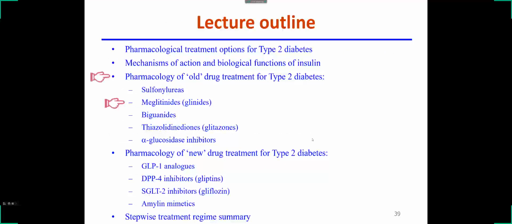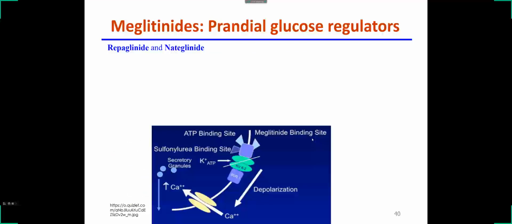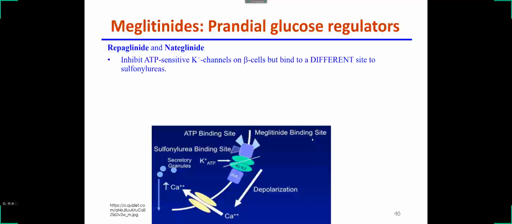Okay, so that is the sulfonylureas, and now let's try to cover the glinides. Meglitinides are prandial glucose regulators. Remember, our glucose levels change after we take in food, and that is another area you can try to target to impact insulin levels and glucose.